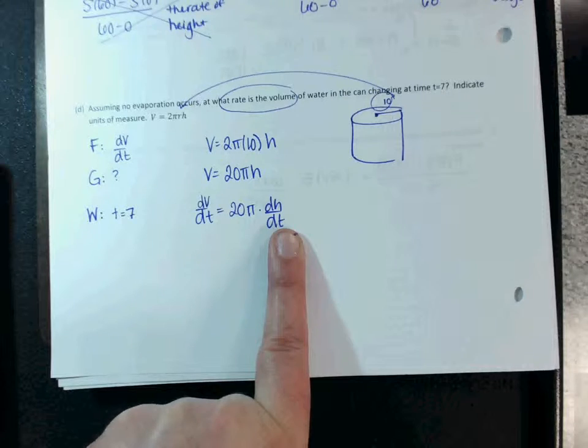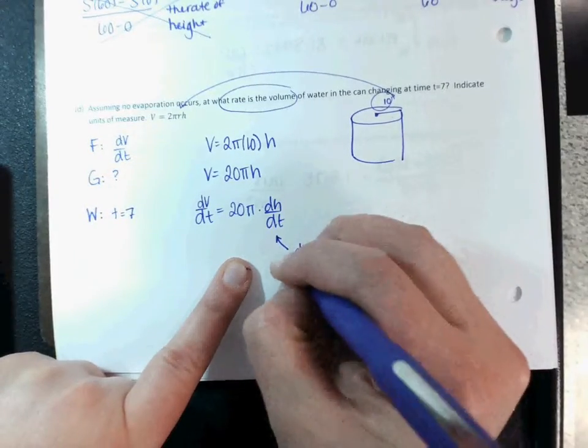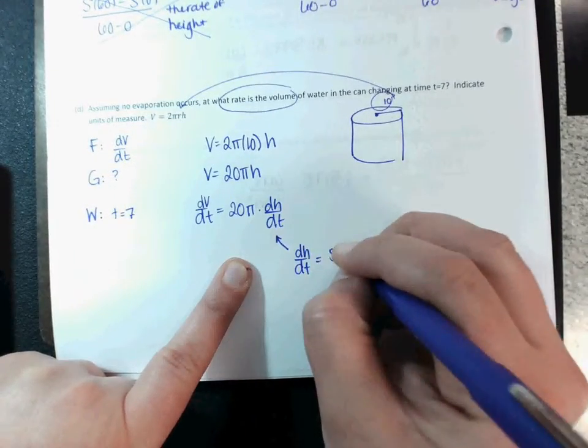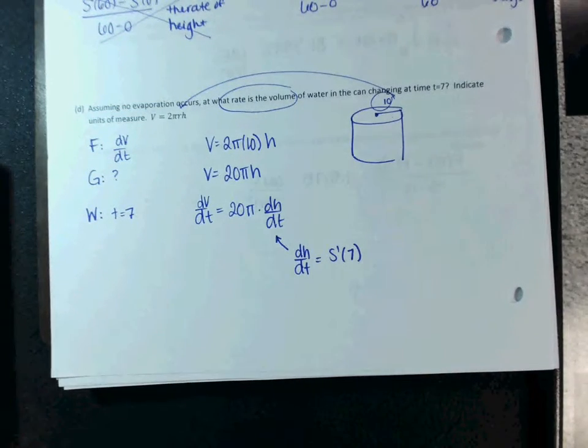S prime. Very good. And you already have it in your calculator. So I'm going to put here that dH/dt is the same as S prime of 7. Because what does dH/dt stand for? The rate the height is changing. And that's maybe why they called it S, was to not have too many H's or something. Or maybe to trick you.